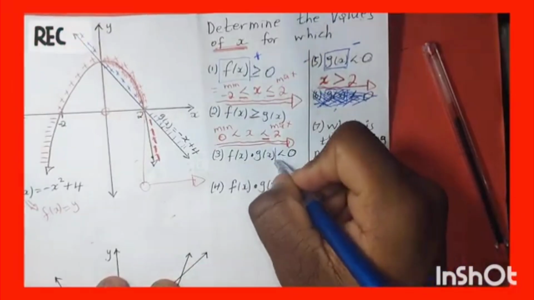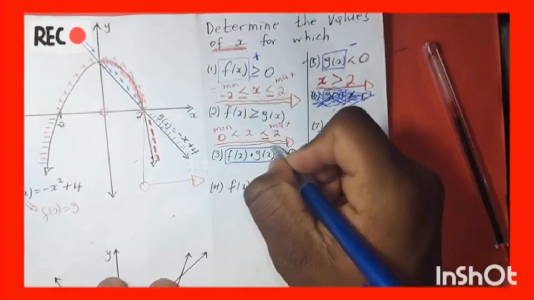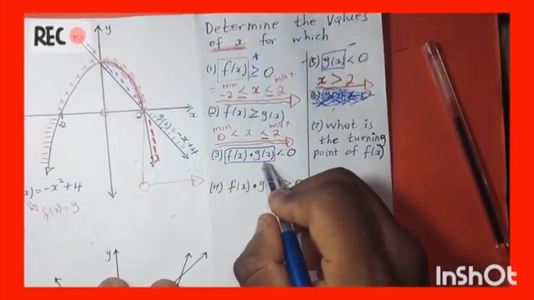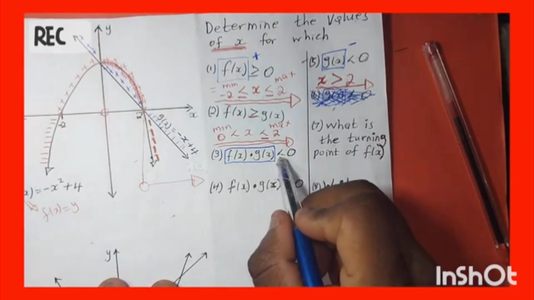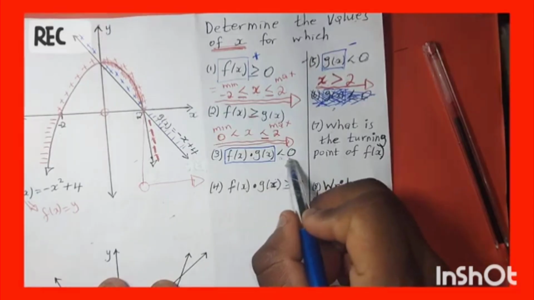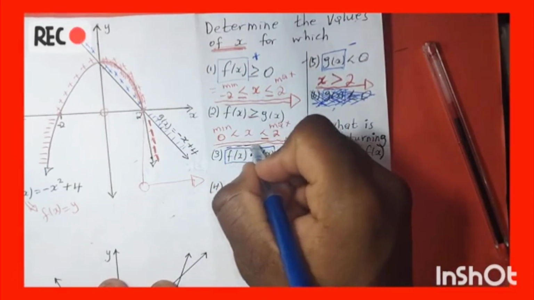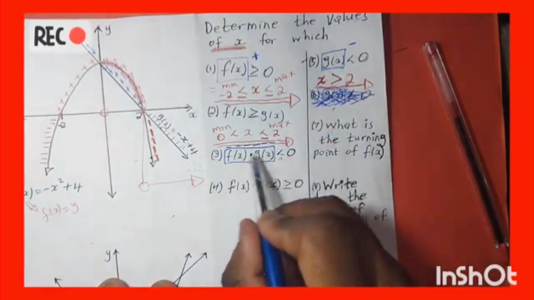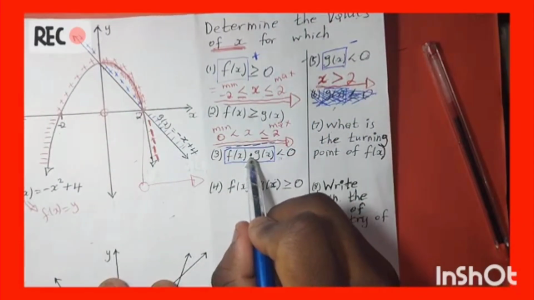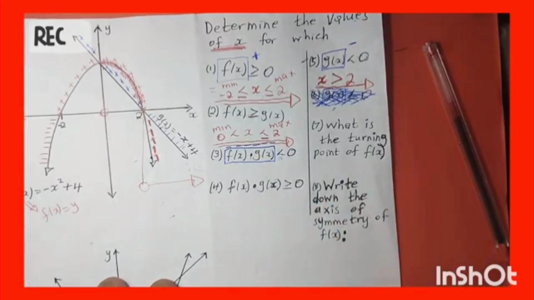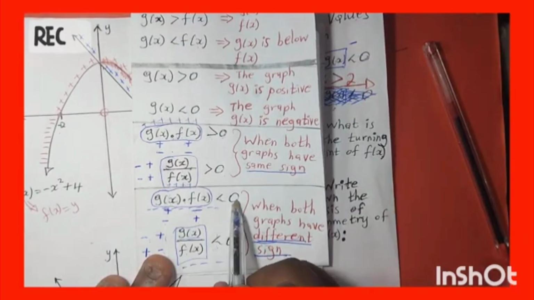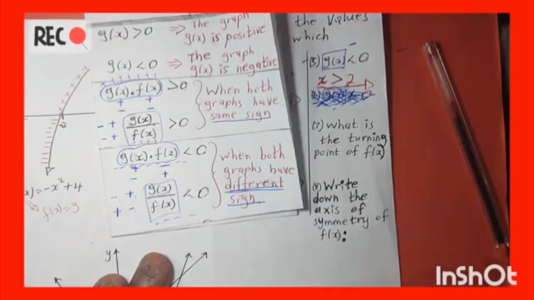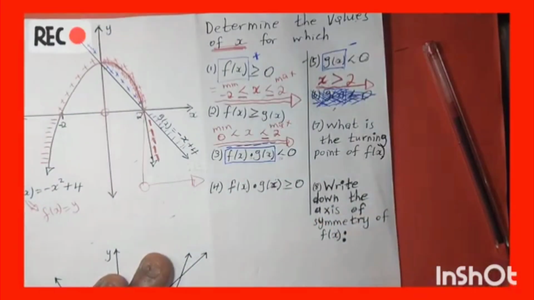This one says that when you multiply these two graphs, they are less than 0. Something that is less than 0, guys, is something that is negative. And in order for these two graphs to be negative when you multiply them, it means that they should have different sign. Remember, when I told you that when you multiply two graphs and they are less than 0, it means that they have different sign. So let's check where both graphs have different sign.